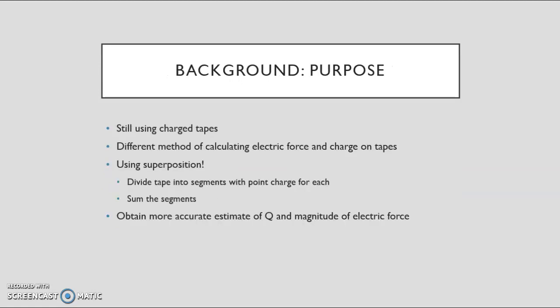So similar to Lab 1, we're still using charge tapes. We're simply using a different method of calculating the electric force and charge on the tapes. Specifically, we're using superposition, where I'll be dividing this tape into segments with a point charge for each segment, and then adding them up to find the total net electric field. And the purpose of this is to obtain a more accurate estimate of Q and magnitude of the electric force.